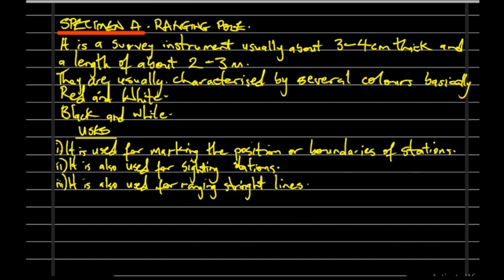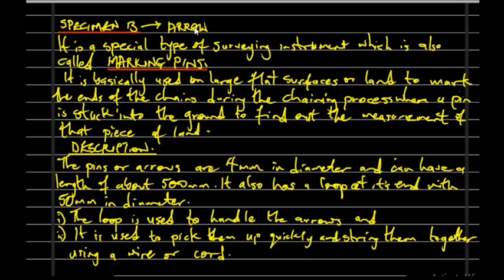The next specimen happens to be the arrow. The arrow is also another type of surveying instrument, and it can also be called the marking pin. That is another name that is oftentimes used to identify what we refer to as the arrow. It is also called the marking pins.